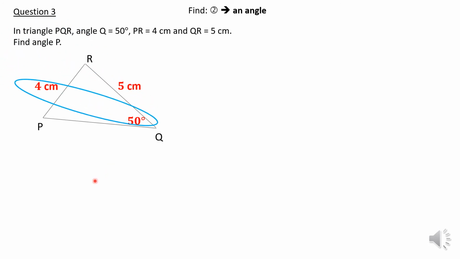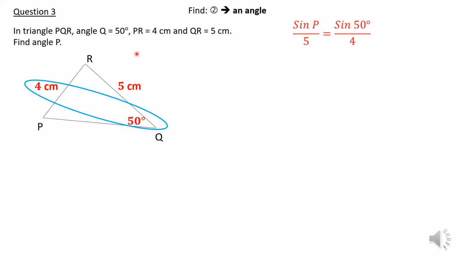If you look at it nicely, you have a complete pair here. You have got 50 degrees at angle Q, and the side opposite it is given as 4 centimeters. Now, because we're looking for an angle, we have to put the sine P on top. Remember, ultimately it doesn't matter because you're going to have to do some sort of cross multiplication. So it doesn't really matter if you put the 5 and the sine P under and the 4 and the sine 50 under, as long as you do find the angle P. But it will be helpful to know that when we're looking for an angle, then we put the sine of an angle on top of the side.